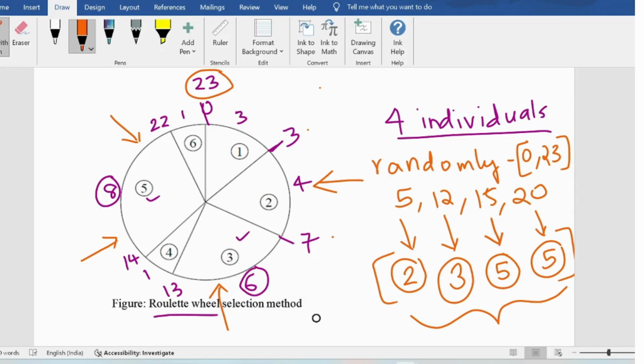Best individuals actually are 3 and 5, but we are giving a chance to 2 also because we are not going to completely avoid them. So that is why we have generated some random values in order to give a certain chance to the weak.